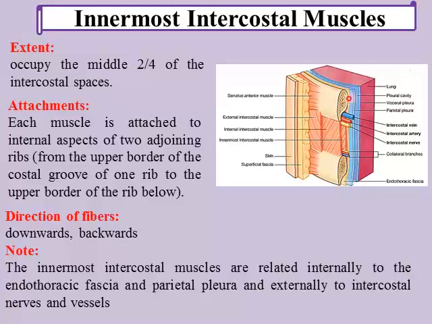Where at the upper rib? The upper lip, it will be connected to the upper border or the upper lip of the costal groove of one rib above. So, if this is the fourth intercostal space, this is rib number 4 and this is rib number 5, it will be attached to the upper lip of costal groove of rib number 4. So, it is in a higher position than the internal intercostal.